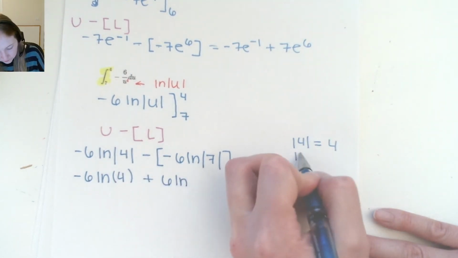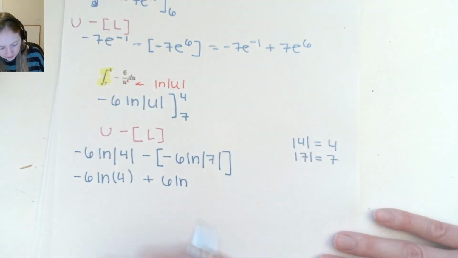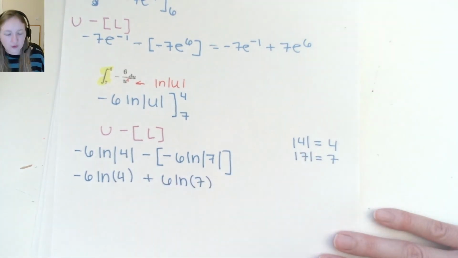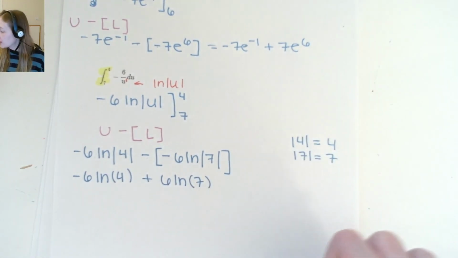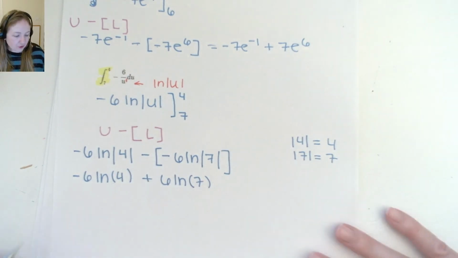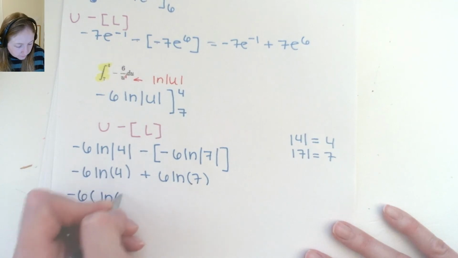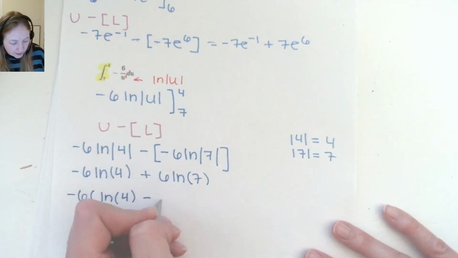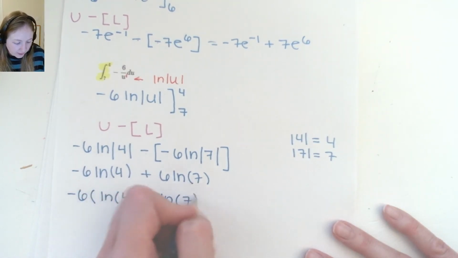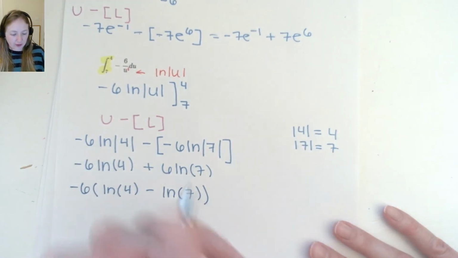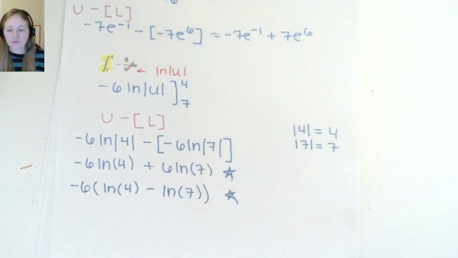Same thing is true for natural log of 7. That is simply 7. So you have natural log of 7. So that should be sufficient. You could technically factor out a GCF. So you could factor out a -6, and that would give you natural log of 4 minus natural log of 7 as your factored out GCF. But either of those would be fine for a test question.